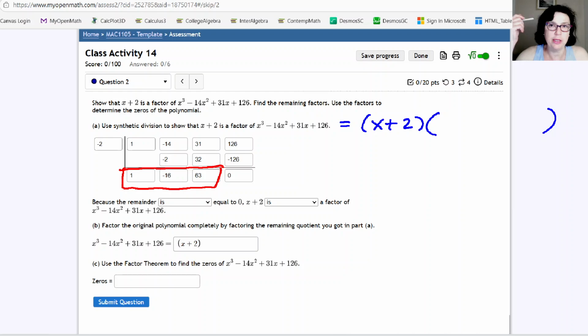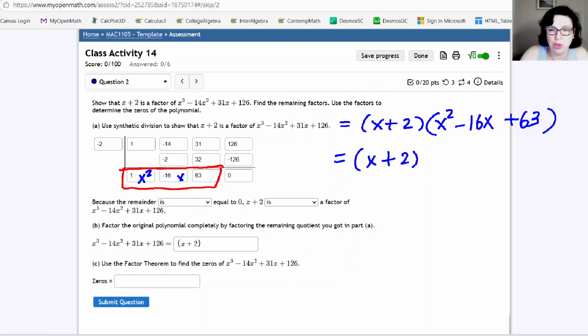So remember, the degree of the answer is always one less than the original one. So the quotient will be a quadratic, whereas the original one was a cubic polynomial. This one's going to be the quadratic, which means this is going to be like x squared, this is going to be x, and that's the number. So our quotient is going to be x squared minus 16x plus 63. Okay, so we're almost done factoring, and sometimes it's difficult to factor, but usually they give you some questions, especially in the beginning when you're just starting out, where this quadratic is going to be pretty easy to factor.